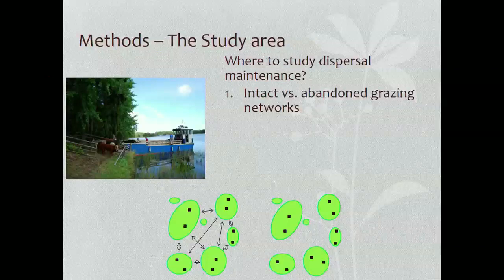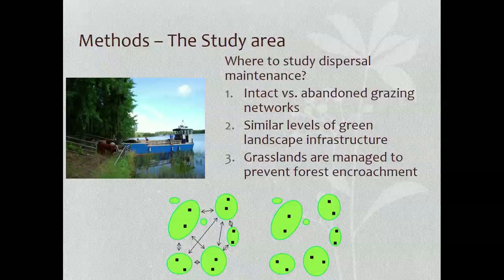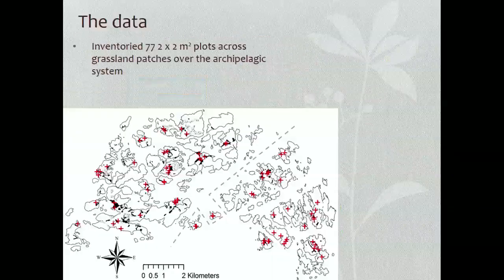But we have these where it's still done today, and for the most part, it's been removed from the system. So we actually have a system where we know that the green landscape infrastructure is similar between these. So we have similar levels of background dispersal, if you want to call it that. But a substantial component of the man-made spatial dispersal by moving the cows has been removed from the system. It should be pointed out that these grasslands are still managed to prevent forest encroachment. So we're talking about still managed grasslands in both systems. Here is the still rotationally grazed one, and here rotational grazing has been removed from the system.